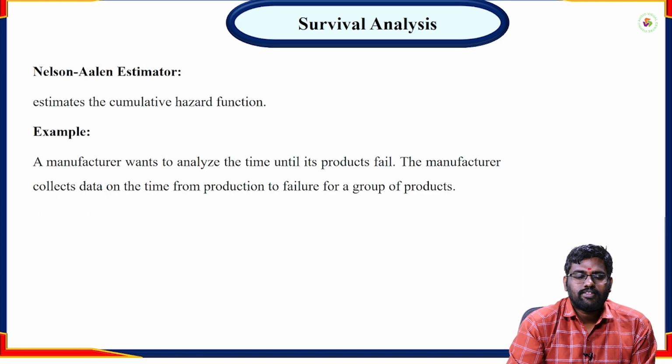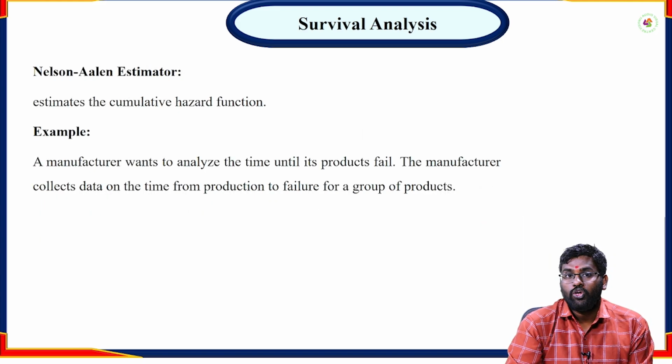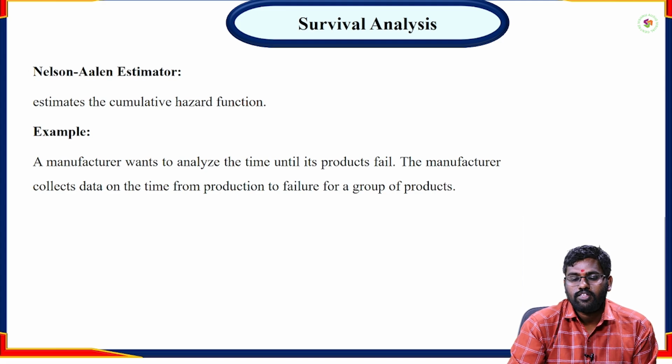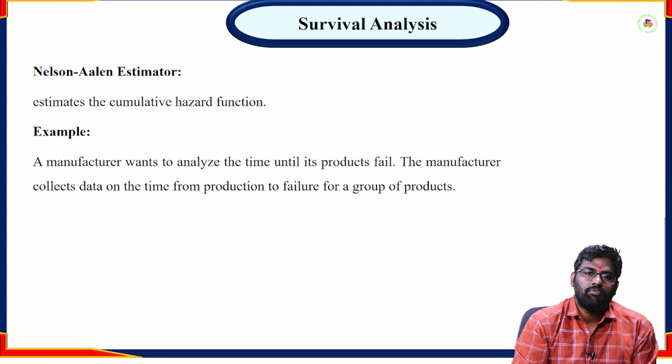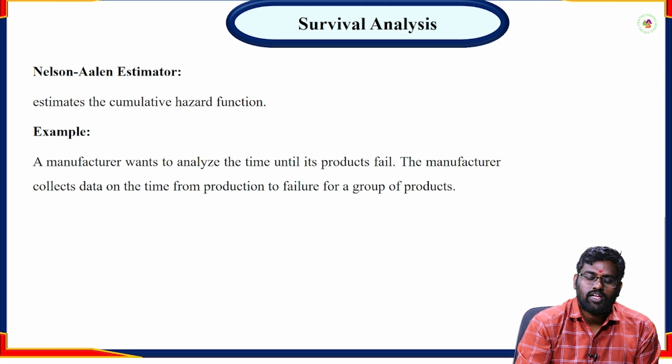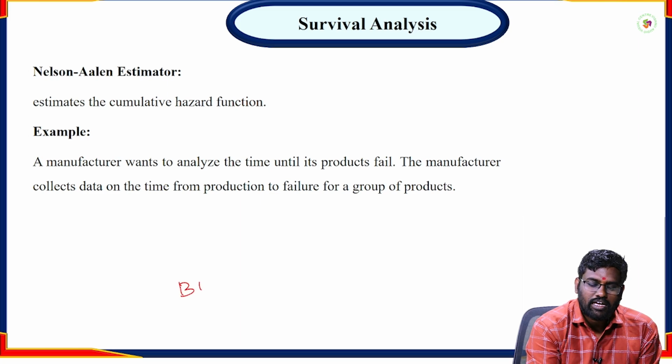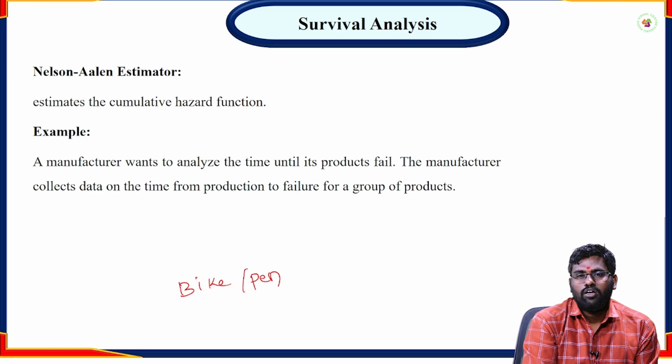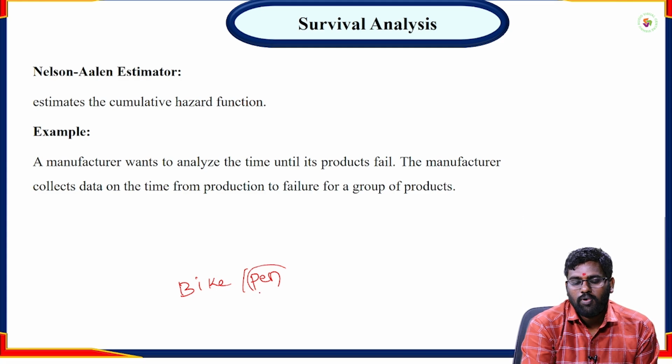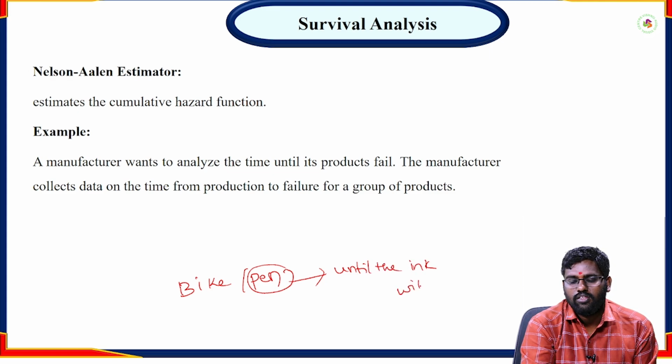Next, the Nelson-Aalen estimator. It determines the cumulative hazard function. Cumulative hazard function means, for example, if you purchase some product, like a bike or a pen, we use that particular product until the ink lasts in the pen.